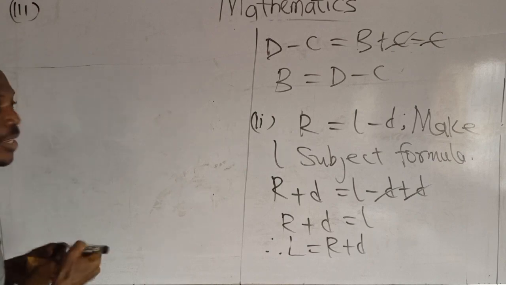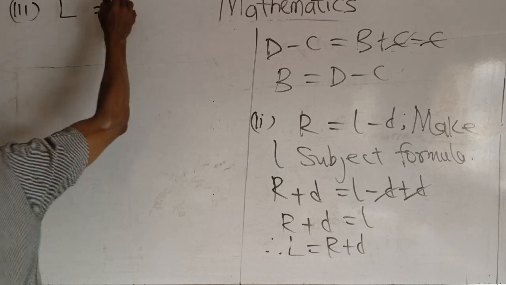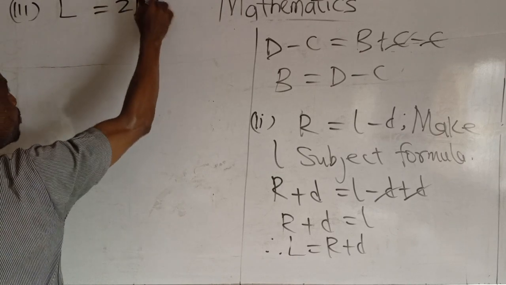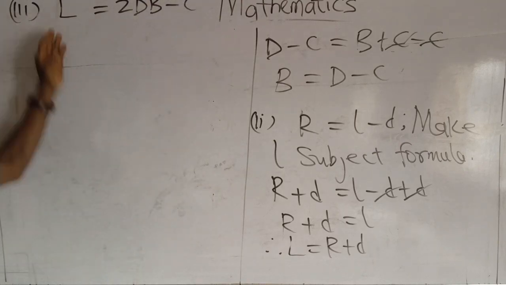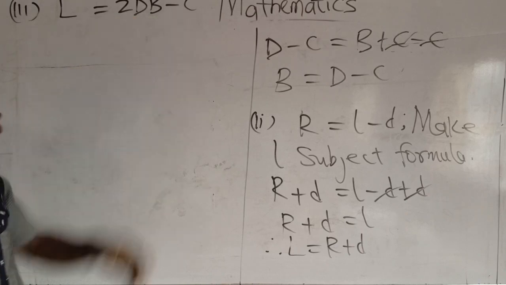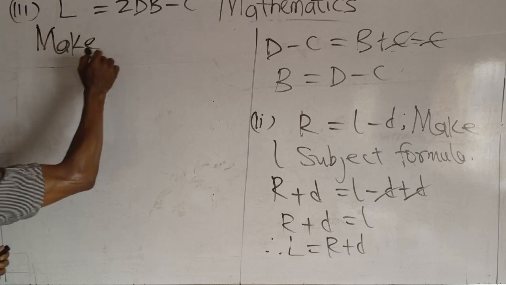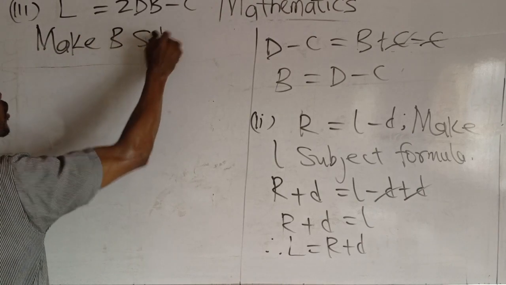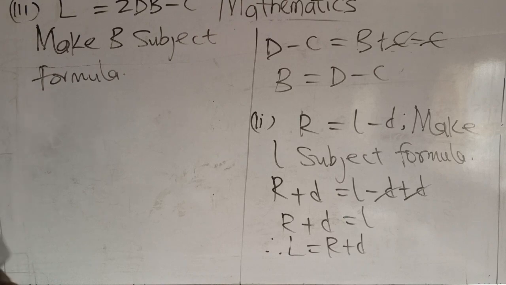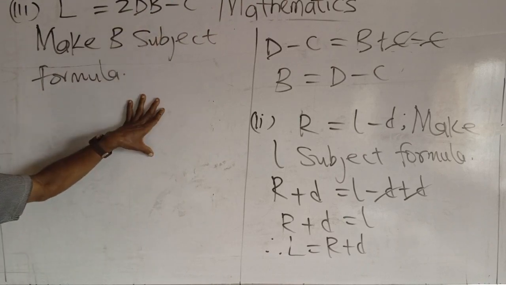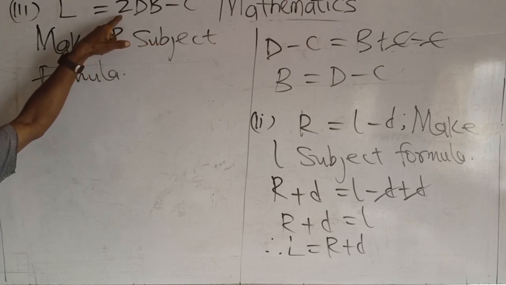Principle number 3. Let me look at, we have L is equal to 2DB minus C. L equal to 2DB minus C. And here we want to make B the subject of the formula. We want to make our B the subject of the formula. But B is multiplying our D and 2 here in this equation.